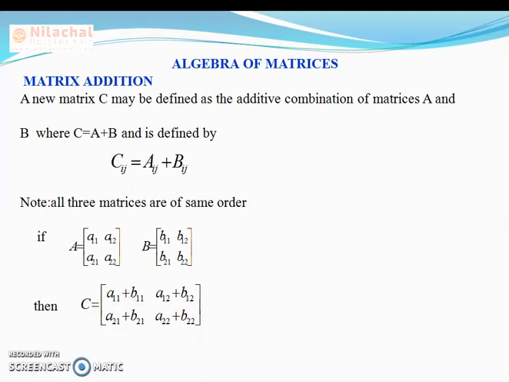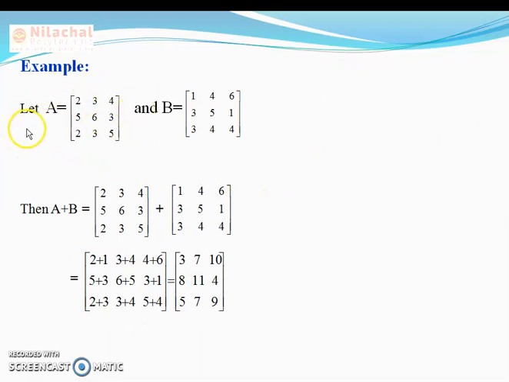Similarly, we have to take a particular example. Capital A equals 2, 3, 4, 5, 6, 3, 2, 3, 5. Then B equals 1, 4, 6, 3, 5, 1, 3, 4, 4. Then their addition A plus B, write it again, A and B. Then 2 plus 1, 3 plus 4, 4 plus 6, 5 plus 3, meaning corresponding elements, 6 plus 5, then 3 plus 1, 2 plus 3, 3 plus 4, 5 plus 4.